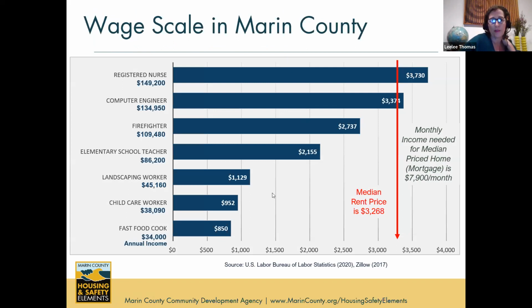When we're talking about who would qualify in these different income categories, a registered nurse making $150,000, if they had children in that household and were a single parent, could qualify in that low income category, and they could afford about $3,700 for housing. A firefighter making about $109,000 could afford about $2,700, and that's far below what the median rent price is in the county, a little over $3,200. As you go down the income categories, an elementary school teacher making $86,000 is within that low income category. And when you get down to the extremely low and the very low income, those are typically people in the service industry, landscapers, childcare workers, other kinds of essential workers in our communities.